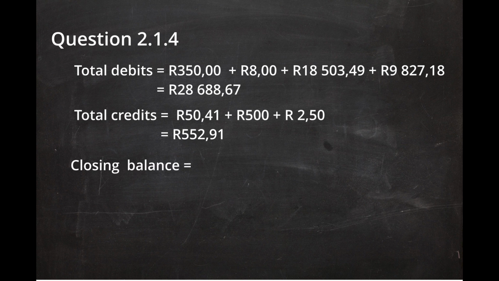Finding the difference between the total debits and the total credits is 28,688 Rand 67 cents minus 552 Rand 91 cents. This gives us a closing balance of 28,135 Rand 76 cents.